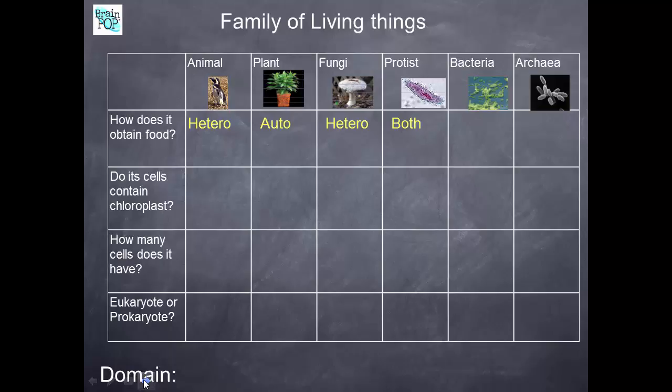Bacteria. Some are autotrophs, but some are also heterotroph. So we're going to say both. And archaea, they are mainly autotroph. Many types of archaea actually go through a process called chemosynthesis. So it's not photosynthesis. They don't use energy from light, but they use energy from various chemicals and other things. So they're kind of unique.